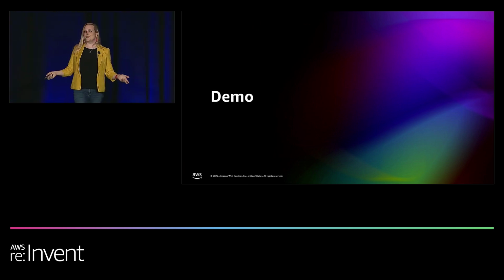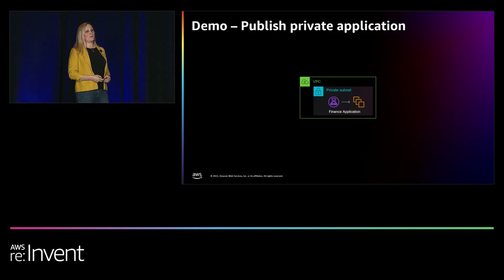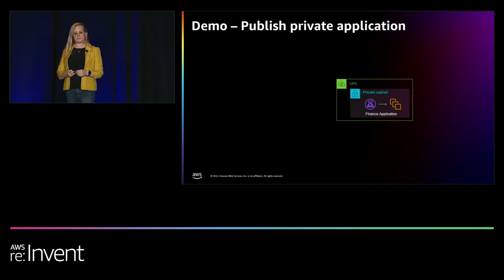OK, great. So let's see what it looks like to actually use Ava. In this example, I'm going to have a private application running in a private subnet. It's got an ALB in front of it and a set of instances. We can call it some finance application, maybe a general ledger application.